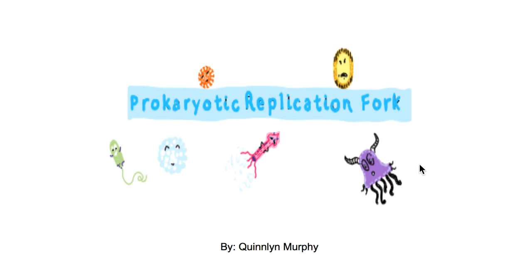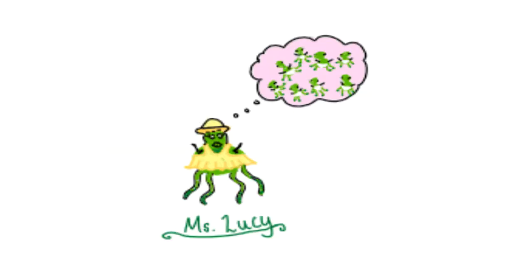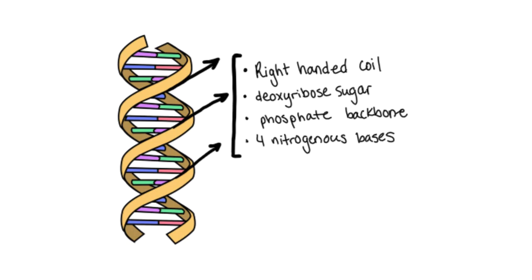Today we'll be talking about prokaryotic replication. To do that first, we should get to know a prokaryote. Here's Lucy the prokaryote. In order for Lucy to successfully replicate herself, she must go through the replication fork with little to no error. First, let's look at some of the major chemical and physical aspects of DNA.